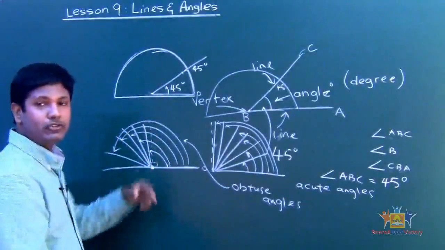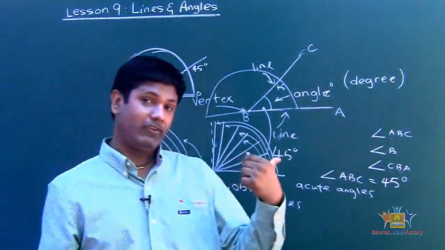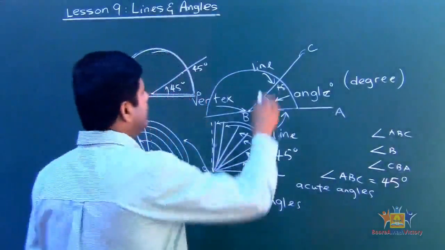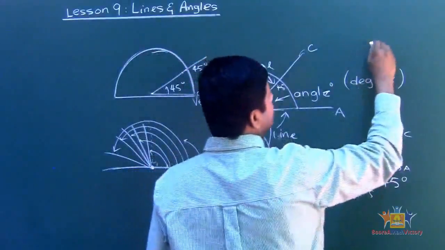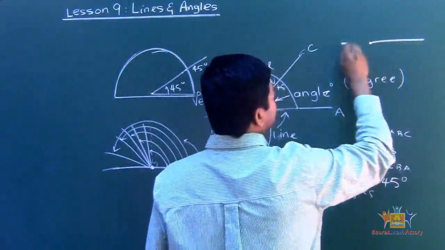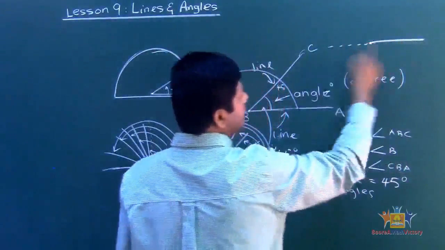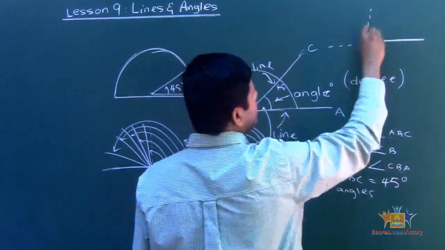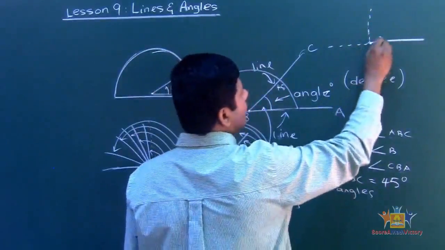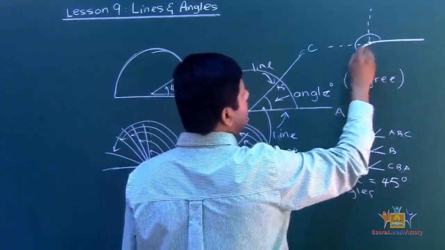Now what happens if it goes beyond 180 degrees? Okay? So, in other words, this is the center, and then it goes, this is the 180 degrees, there's a straight line, and this is the 90 degrees right angle. Okay? What about if the line goes beyond that, like this?